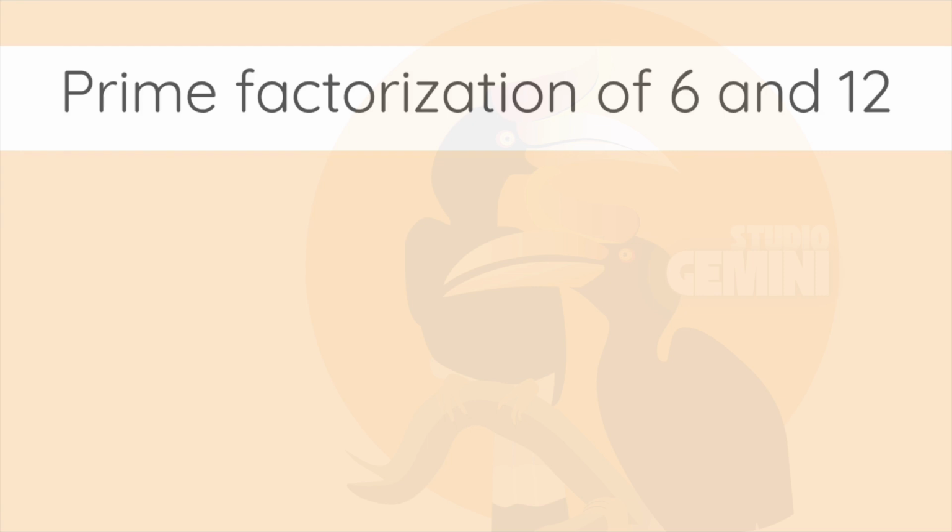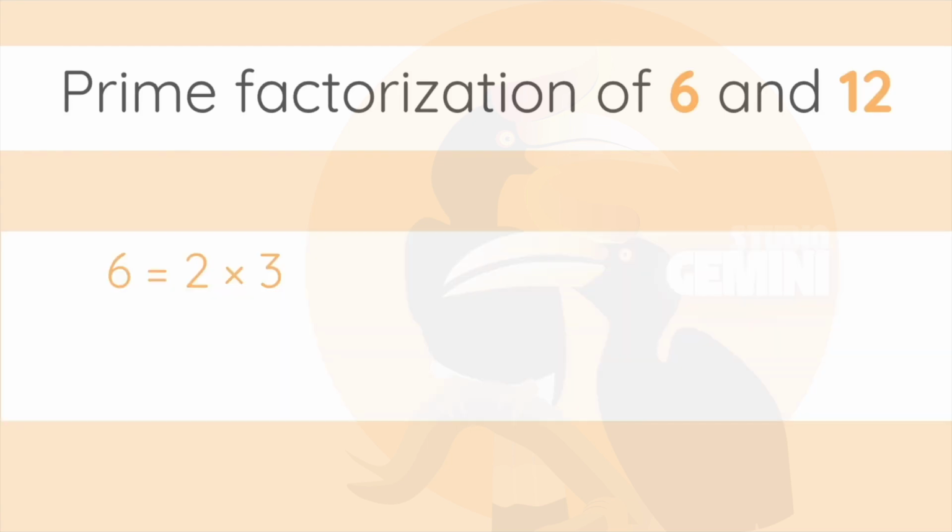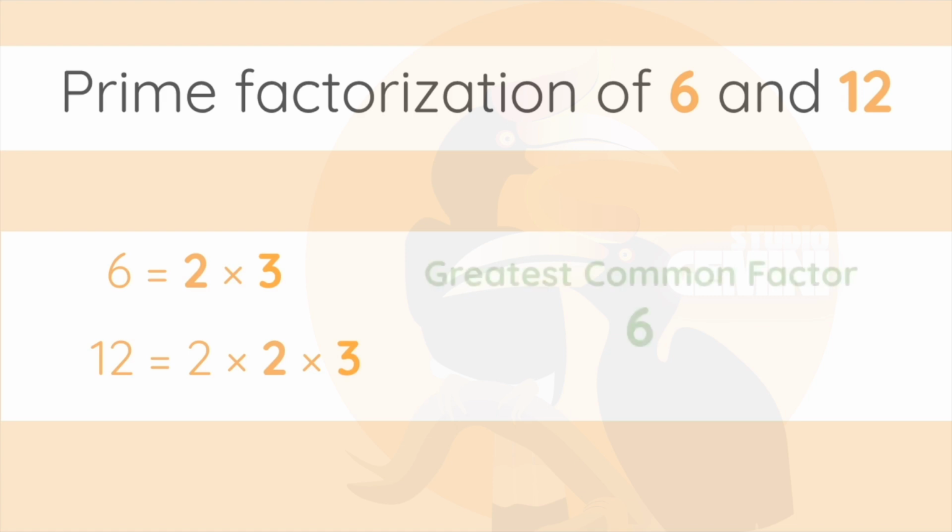Let's compare the numbers 6 and 12. We can write the prime factorization for each number. 6 equals 2 times 3, and 12 equals 2 times 2 times 3. We see that both of the prime factors of 6, a 2 and a 3, are also prime factors of 12. That means that 6 is one of the factors of 12. Using prime factorization, we can look for all of the prime factors that are common between the numbers and multiply them together to get the greatest common factor. So, the greatest common factor between 6 and 12 is 2 times 3, which is 6.